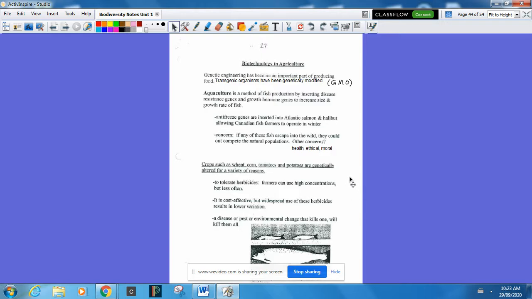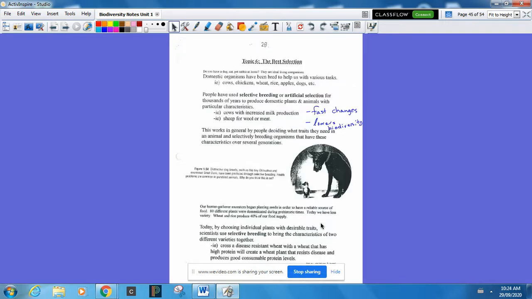We use GMOs in plants as well: potatoes, corn, tomato, wheat. We can add genes in to allow them to resist drought. We can add genes in to resist disease. And so, once again, it is improving the crop. However, we have to be really careful, right? If there's an environmental factor that affects one, it could go through and wipe out the entire population.